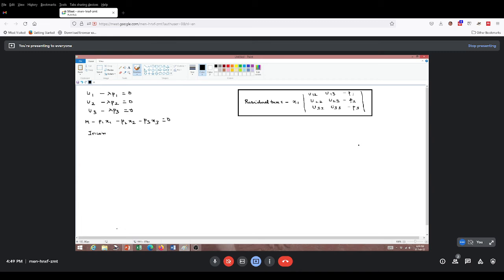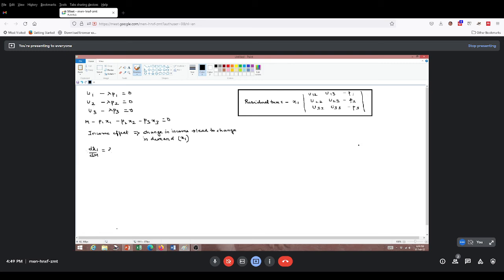Income effect is, there's a change in income, and this will lead to a change in demand. So we are concerned with x1, so it will lead to a change in x1. So basically what we are interested in is dx1 by dm. This is the income effect.